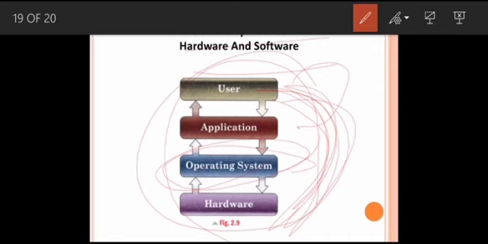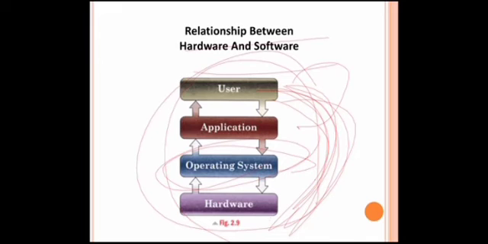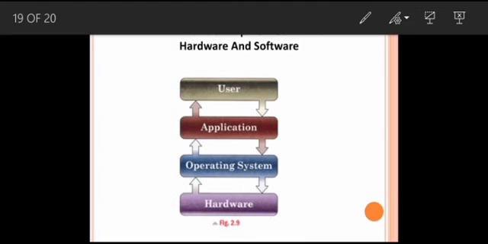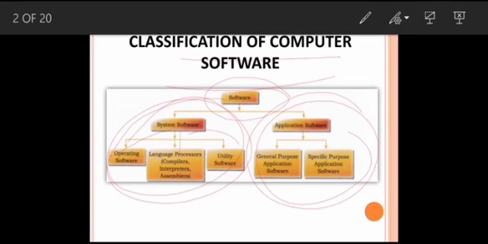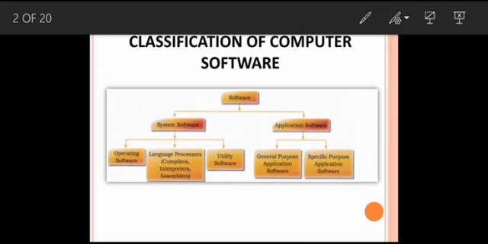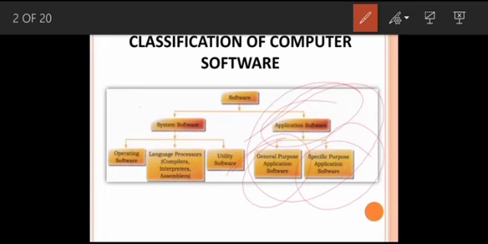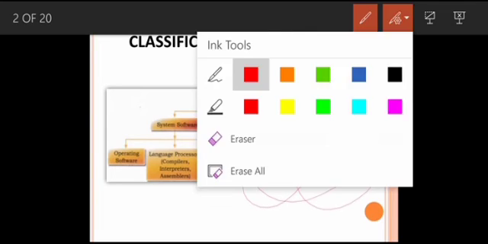Hope you are enjoying our online series. So before ending the chapter, I want to give you a quick recap of whatever we have studied. So today we have studied that application software is divided into two main categories: general purpose and specific purpose application software.